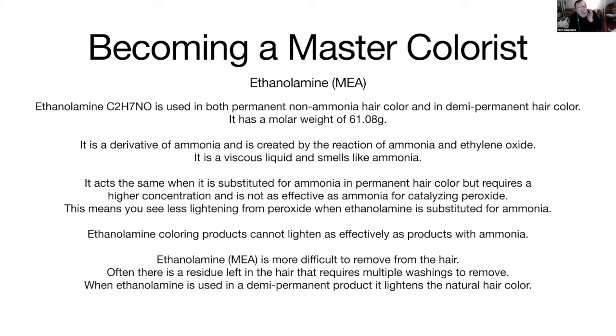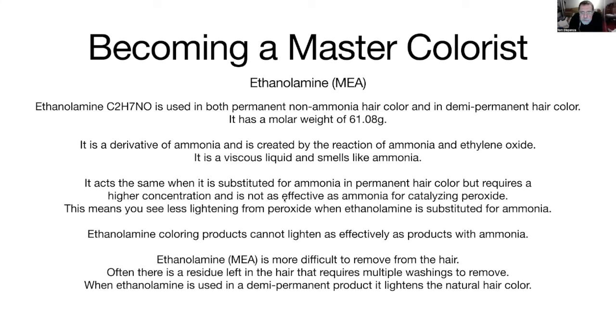Now, ethanolamine, also known as MEA, is used both in permanent and non-ammonia hair color and in demi-permanent color. It has a molar weight of 61.08 grams. It is, however, a derivative of ammonia, and it's created by the reaction of ammonia and ethylene oxide. It's done in a lab or in a big factory. You can't do this at home. It's a very viscous liquid, and it does smell like ammonia. However, when it's mixed in with the product and the product is thicker, you don't smell it. It doesn't tend to have quite the same smell as regular ammonia.